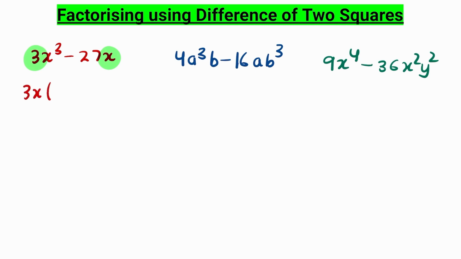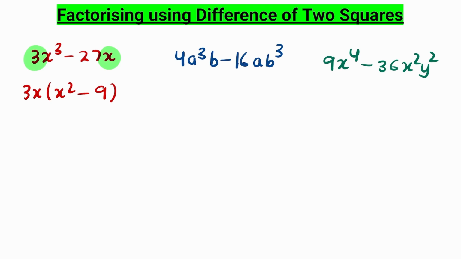What will be remaining within the brackets? 3x to the power 3 divided by 3x, it's just x squared. Minus 27x divided by 3x, it's minus 9. Now can you see that this expression we can factorize using difference of two squares. We just have to do one extra step to find the method to do it.